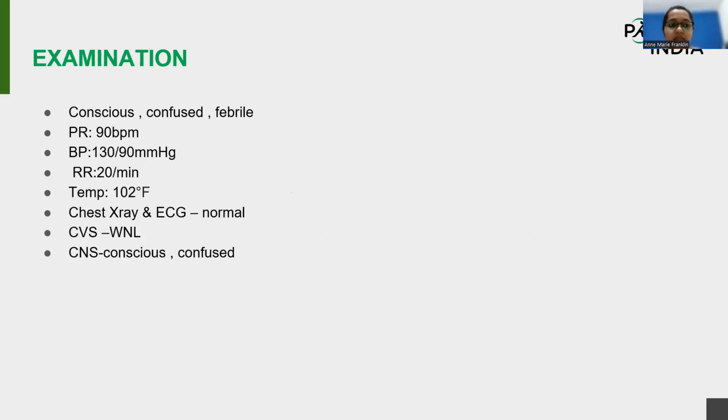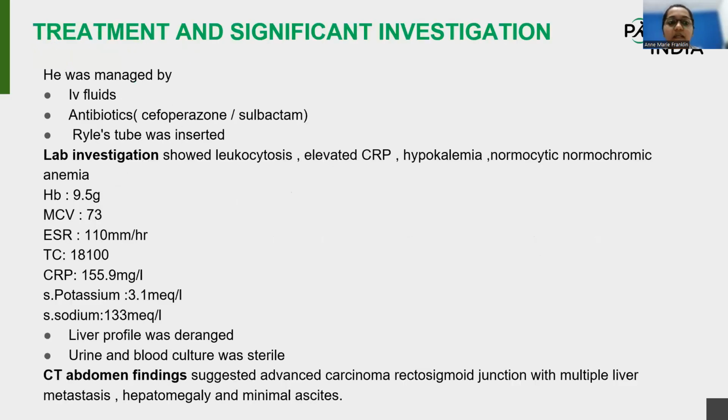Next slide, please. On examination, he's conscious but confused, febrile, pulse rate of 90, BP 130/90, and temperature of 102 Fahrenheit. Chest X-ray, ECG, everything normal. Next slide, please. He's managed with IV fluids, antibiotics, and because he had difficulty in swallowing and the altered sensorium, a Ryle's tube was inserted.